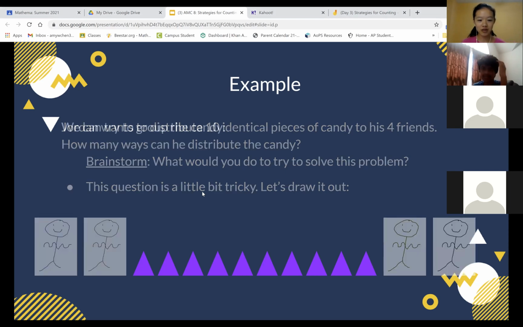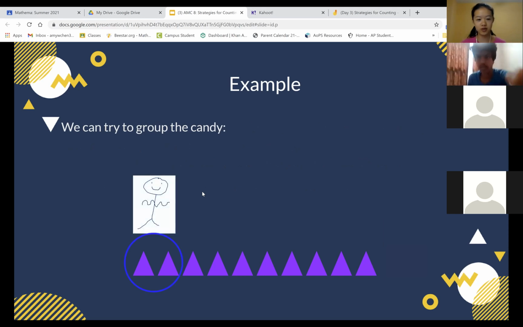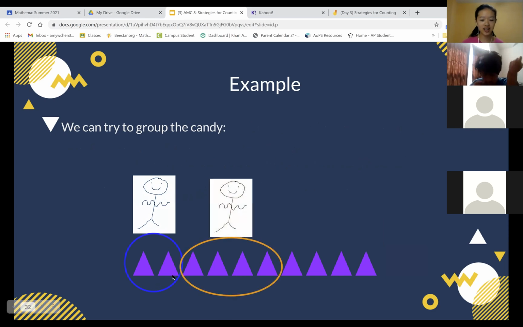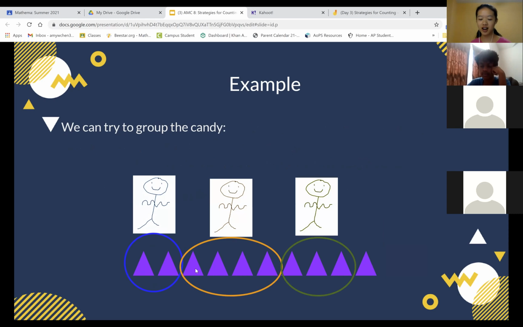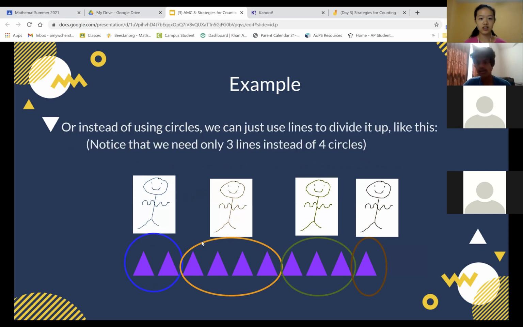And so we can try to assign the candy by grouping them together into 4 groups like this. So the little blue guy gets 2 pieces of candy. The orange guy gets 4 pieces of candy. The green guy gets 3 pieces, and the brown guy gets 1. And so that's one way to group the candy and organize it.